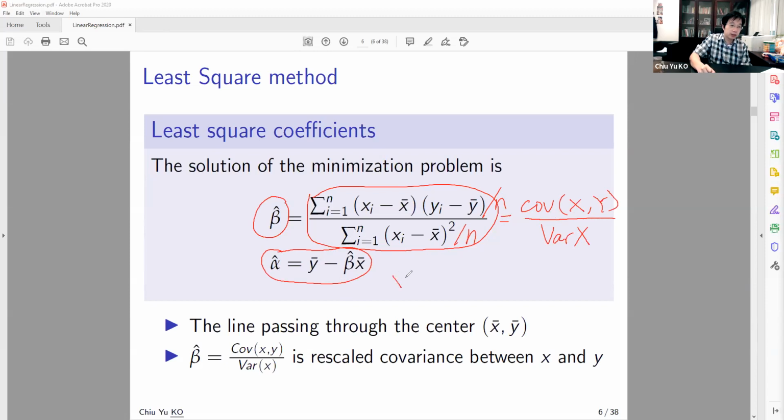So if you rewrite this carefully, then you will see y bar is equal to alpha hat plus beta hat x bar. So it means that the regression line passes through the center of data, x bar, y bar. Okay, so it meets the point that is the center of the data. And you can say beta is a rescaled covariance, right? It's covariance, but you divide it by variance x. Okay, is that clear?